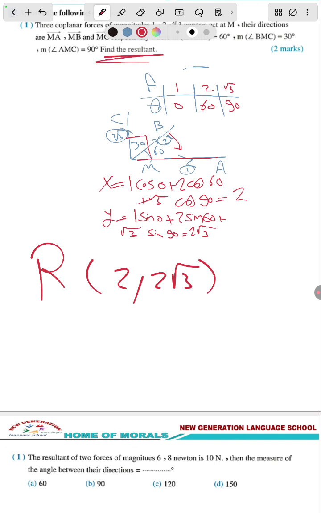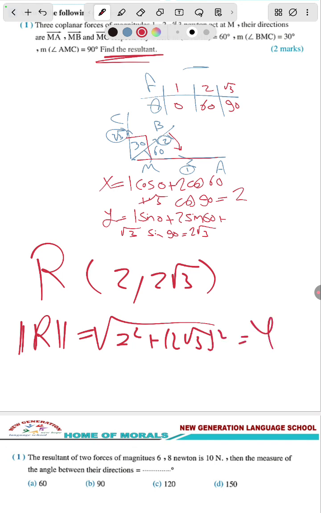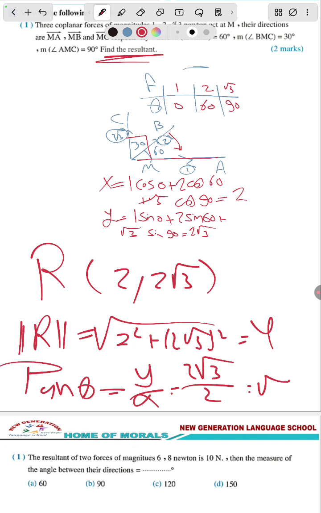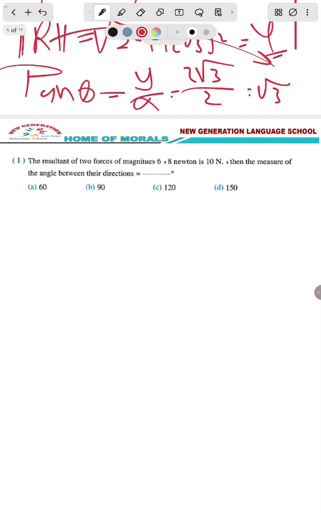He needs the resultant in magnitude and direction. So the norm of R equals the square root of 2 power 2 plus 2 root 3 power 2. It will be equal to 4, and the direction: tan theta equals y over x. It will be 2 root 3 over 2, which equals root 3. So shift tan root 3, so theta equals 60 by using the calculator. So the resultant will be equal to 4 and the direction will be 60 according to the x-axis.